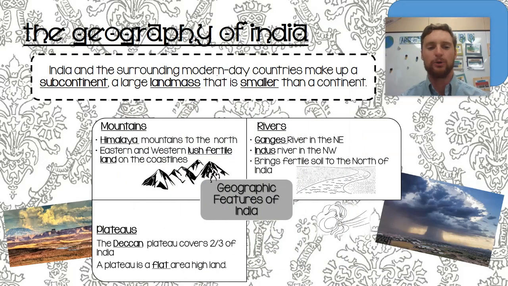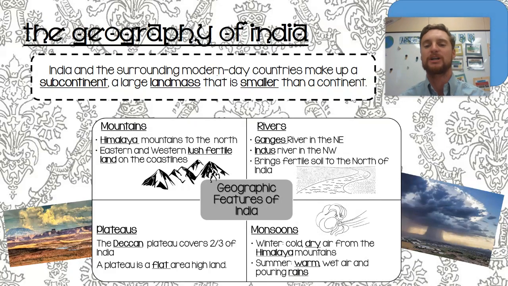Now we have plateaus, and the Deccan Plateau covers two-thirds of India. A plateau is an area of flat, high land. So although the Himalayan mountains are there, there's also going to be a flat area underneath the mountains that's called a plateau, and the Deccan Plateau covers two-thirds of India.